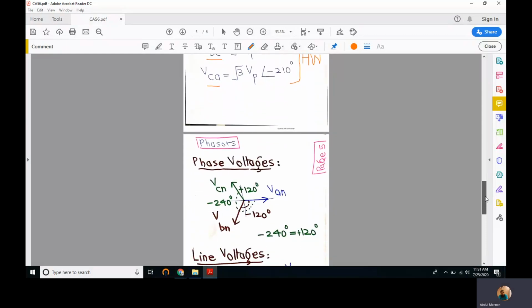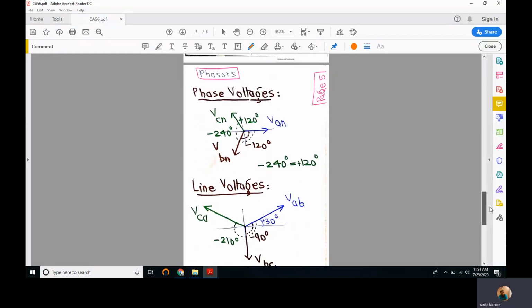Right. So phasors can be drawn like this. For phase voltages, phasors are which we have also studied in our last lecture. VAN is at 0 angle, VBN is at minus 120, and VCN is at minus 240, and minus 240 can also be written as plus 120. It's the same point. Minus 240 degrees is the same point as plus 120 degrees.